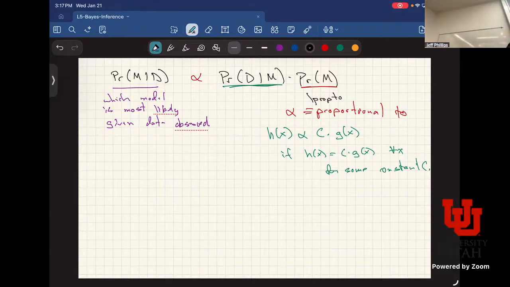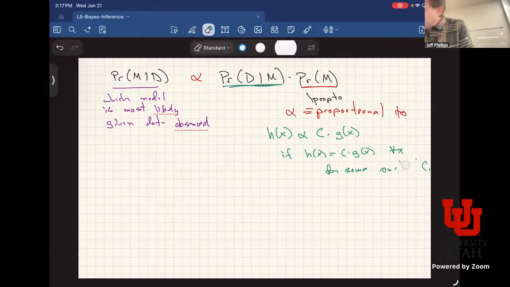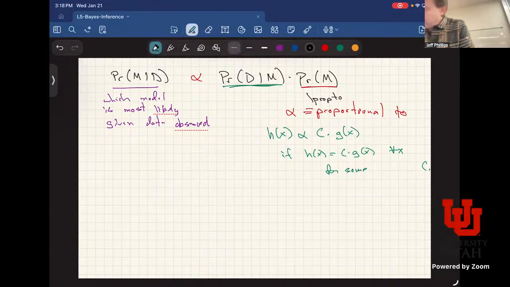So if H of X equals C times G of X, for some constant C. Thank you. I have trouble talking and writing at the same time, so if you can't read it, please stop and tell me.